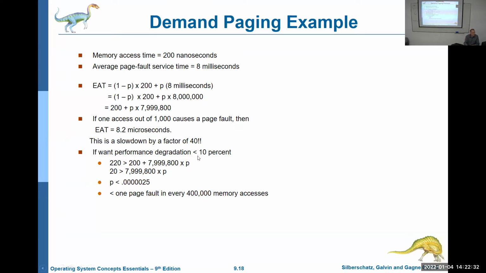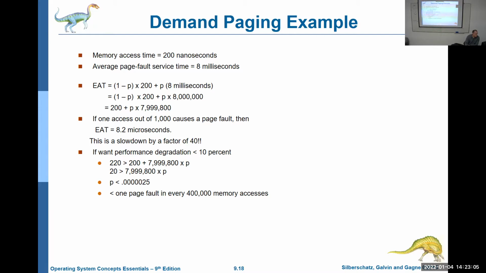If I want a degradation of less than 10%, that would mean instead of being a factor of 40, a factor of 0.1. What would I need to do? So what would be the P in such a case? Now this math here is a little bit weird, because you never see equations like this with greater than signs. You usually see equal signs, right? But we're saying like this.